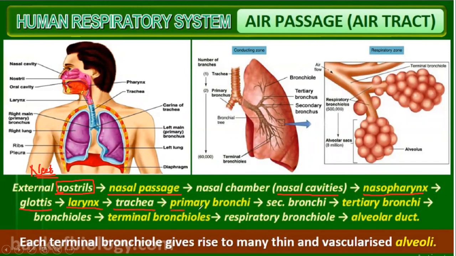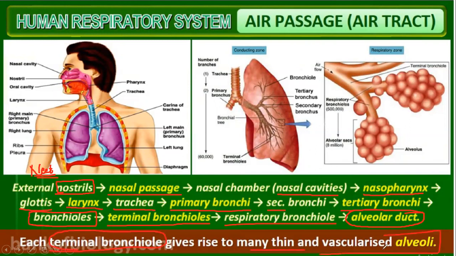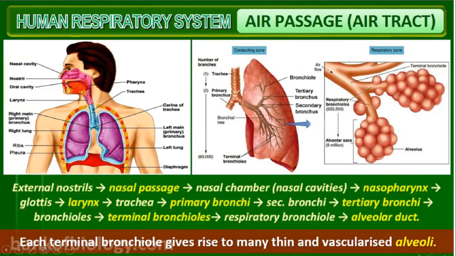The trachea forms primary bronchi. Primary forms secondary bronchi. Secondary forms tertiary bronchi, and at last tertiary bronchi form bronchioles. The bronchioles convert into terminal bronchioles and respiratory bronchioles, and at last it forms the basic unit, the alveolar duct. Each terminal bronchiole gives rise to many thin and vascularized alveoli.